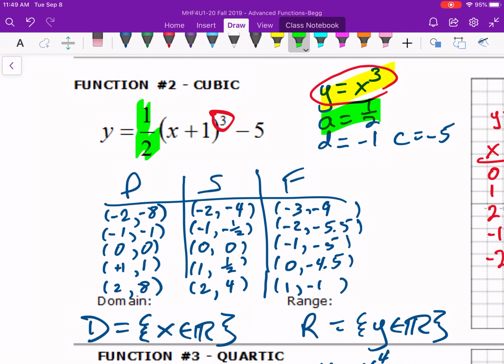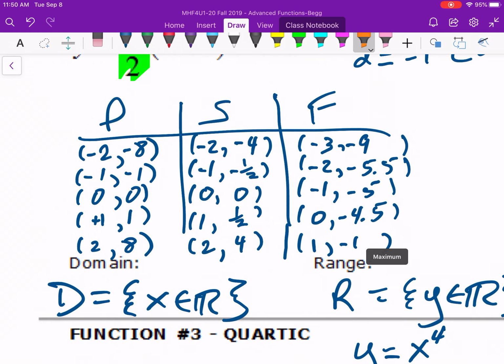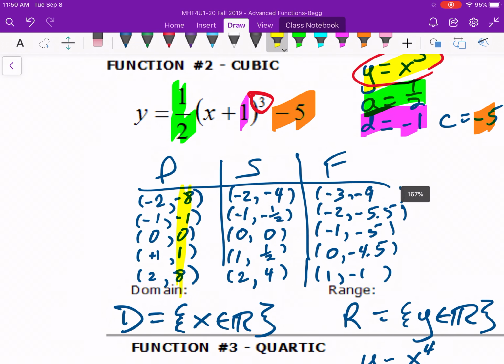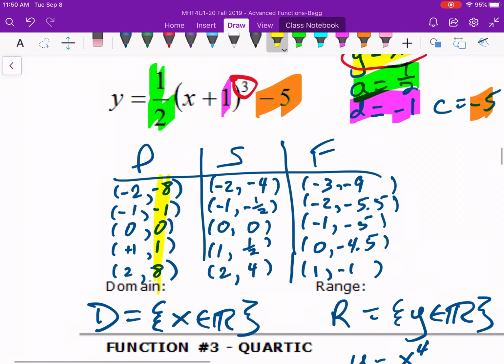I can see that K, again, is that number inside the brackets in front of the X. It's a 1, so I can kind of ignore that one for now. But my D value is negative 1, because, again, I have to change that sign. C is negative 5. Using the mapping formula, if I go through and divide all of these X values here by 1, because that's divided by K, I get these, so no change. If I multiply all my y values by a, which was a half, then I'm going to get half of negative 8 is negative 4. Half of negative 1 is negative a half, so on.